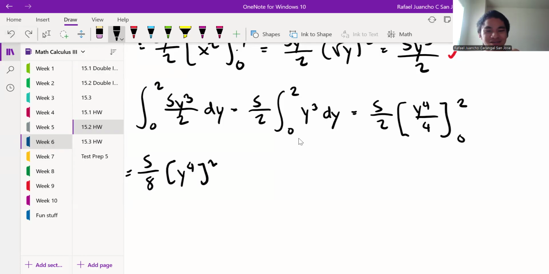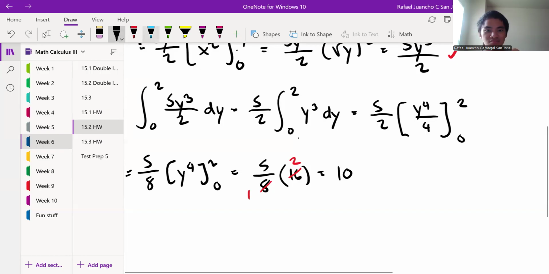evaluated from 0 to 2. And then I have 5/8 times 2 to the fourth power. Oh, my bad. I messed up getting my calculator. So that's 2 to the power of 4. That's 16, right? And I can cancel these. 1, 2. So here I get that. And then that's my answer.